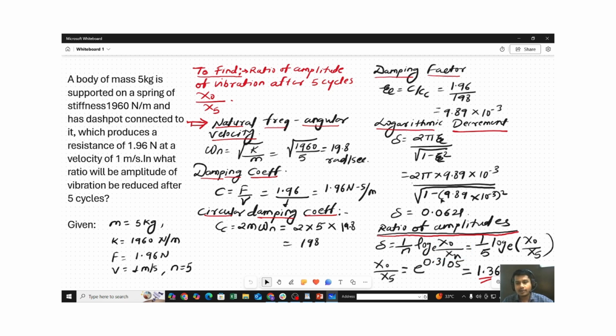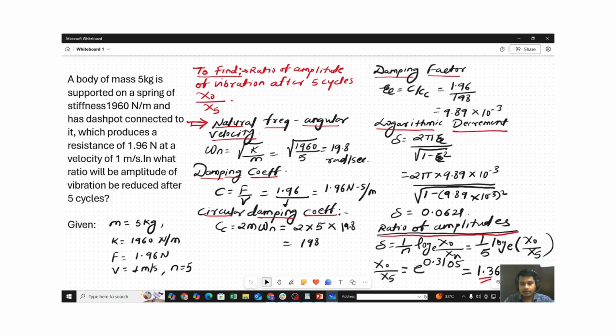So what is the formula of logarithmic decrement? That is delta is equal to 1 by n log to the base e of x0 by xn. So this is the formula by which we can find it out. Here the number of cycles is given, 5, log to the base e, x0 is the initial amplitude and x5 is the amplitude at the 5th cycle. So x0 by x5 we need to find out.